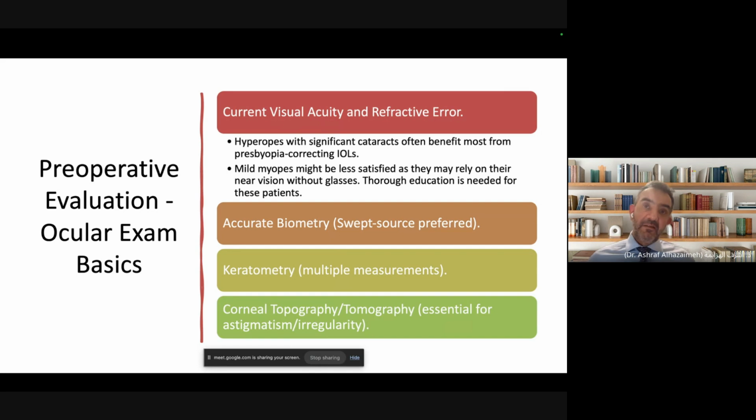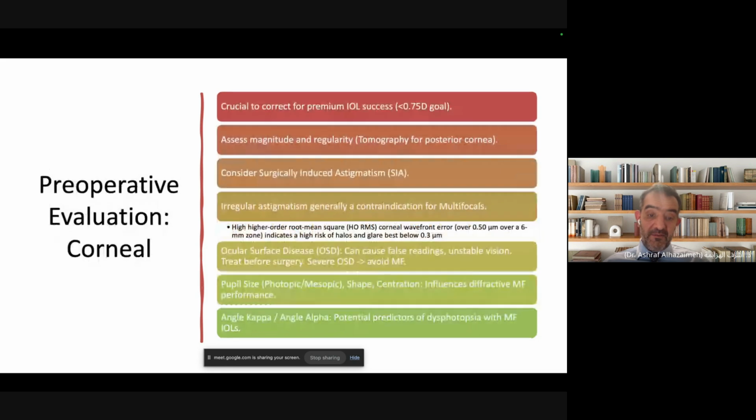Imagine this fact. If I want to implant an IOL for a patient, I'm thinking of a trifocal, the best one, I would like to do it in a perfect eye, an eye that is free of any scars or irregularities in the cornea or any previous surgeries. One thing to consider is the astigmatism.